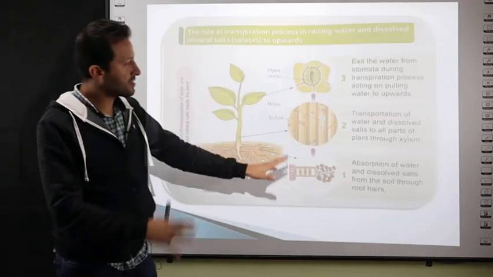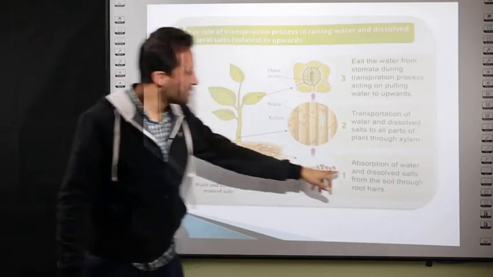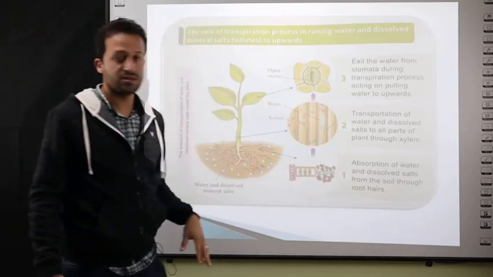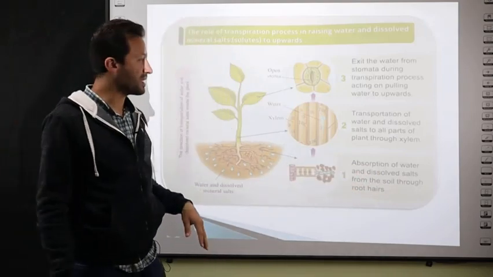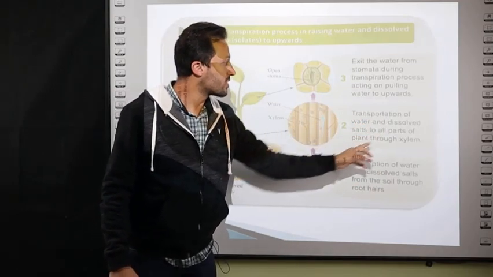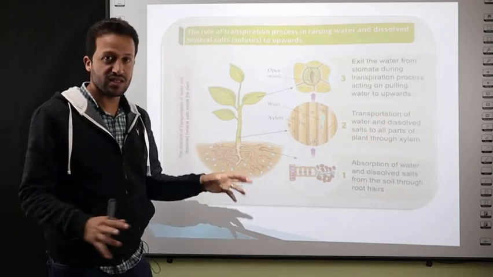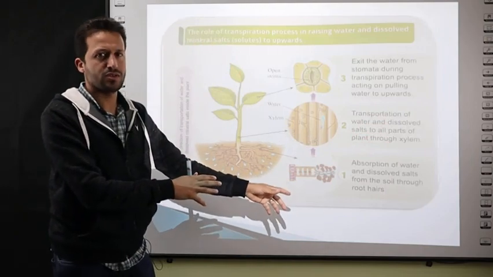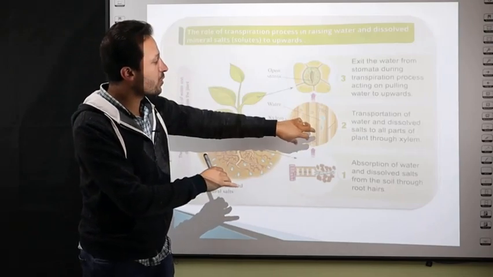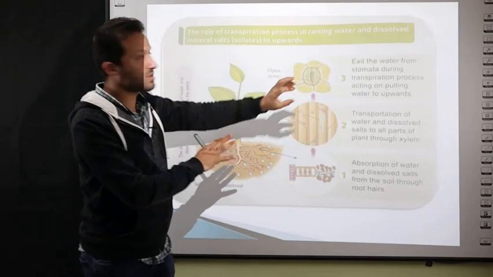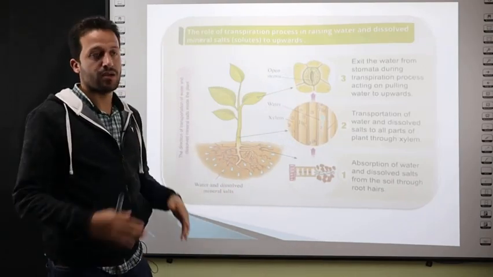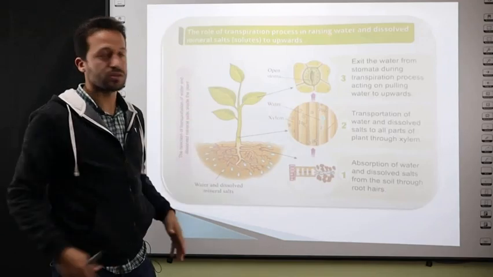So, this is the way of movement of water. Number one, absorbing of water and dissolved salts from the soil through root hairs by osmosis or selective permeability. Then, transportation of water and dissolved salts to all parts of plants through xylem. We said that the root contains something called xylem, and the xylem of root is connected to the xylem of stem, and the xylem of stem is connected to the xylem of leaves. So it's something like the pipelines of water in the streets.